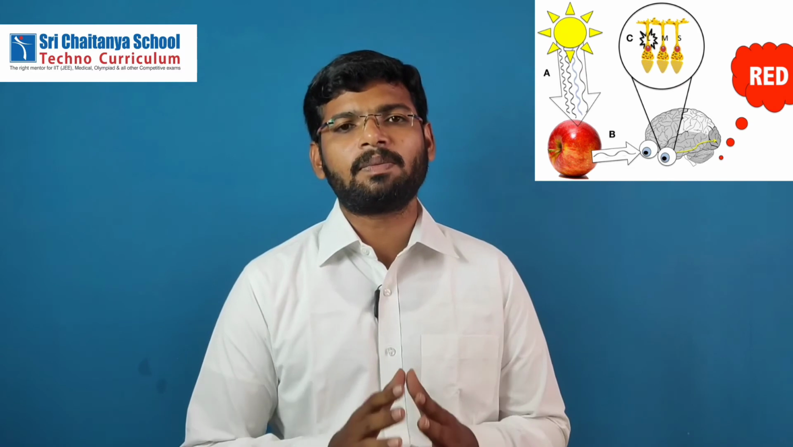These cones are particularly present at a point we call the macula or fovea. These cones are nearly 7 million in number and they are made up of a pigment we call iodopsin.